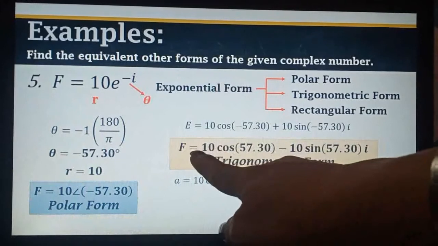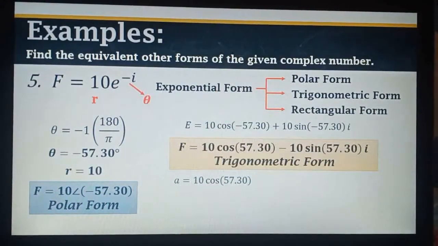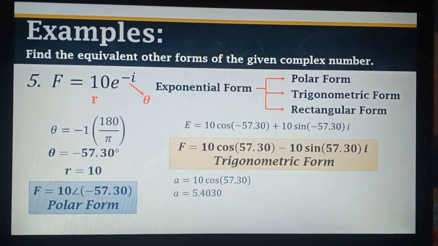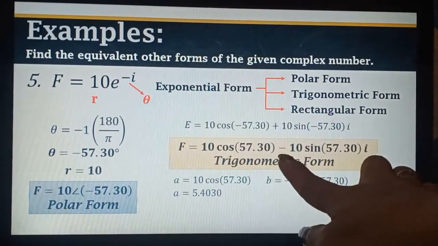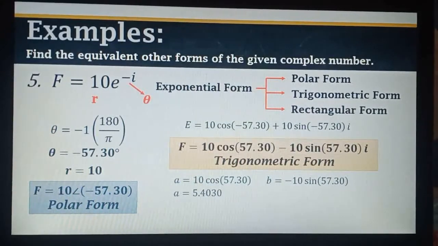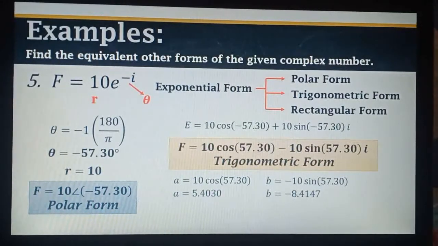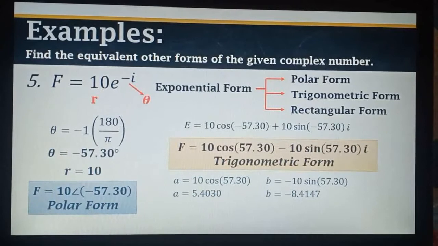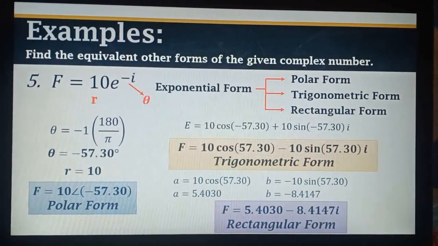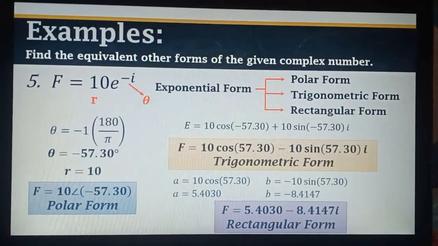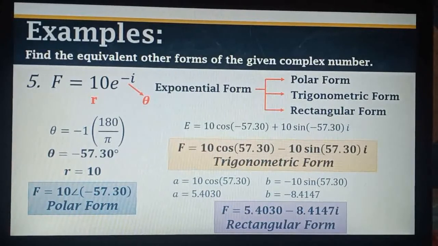Now, knowing that this part is your A, that is 10 cosine of 57.3, A is equivalent to 5.4030. Then this part is your B. So you have B as negative 10 sine of 57.3. So you will have B as negative 8.4147. So you will have the rectangular form as 5.4030 minus 8.4147i as your rectangular form.